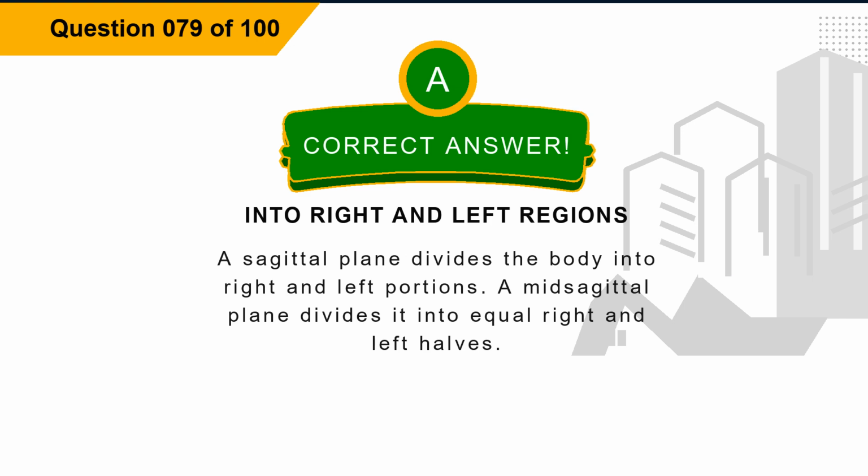Explanation. A sagittal plane divides the body into right and left portions. A mid-sagittal plane divides it into equal right and left halves.